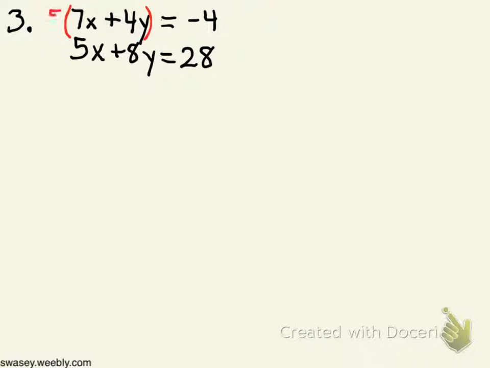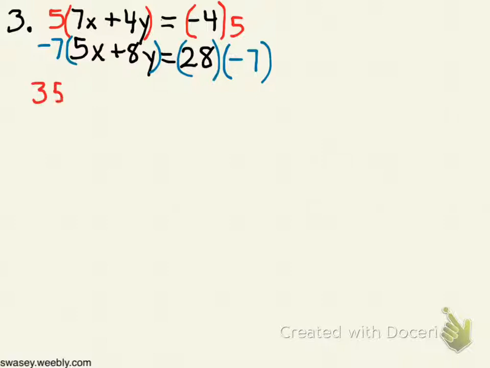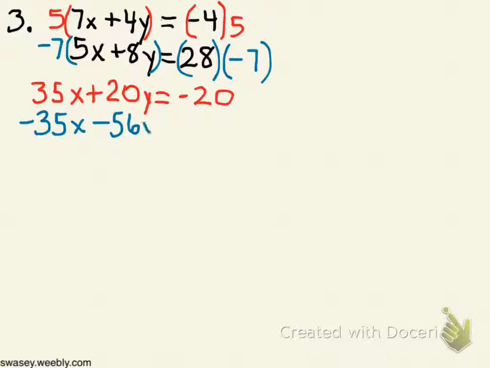Same idea here. Multiply the top by 5. And then we'll multiply the bottom by negative 7. Again, we want one of them to come out to be positive, one of them to come out to be negative. So distributing your 5, you get 35x plus 20y equals negative 20. And then distributing your negative 7, you get negative 35x minus 56y equals negative 196.